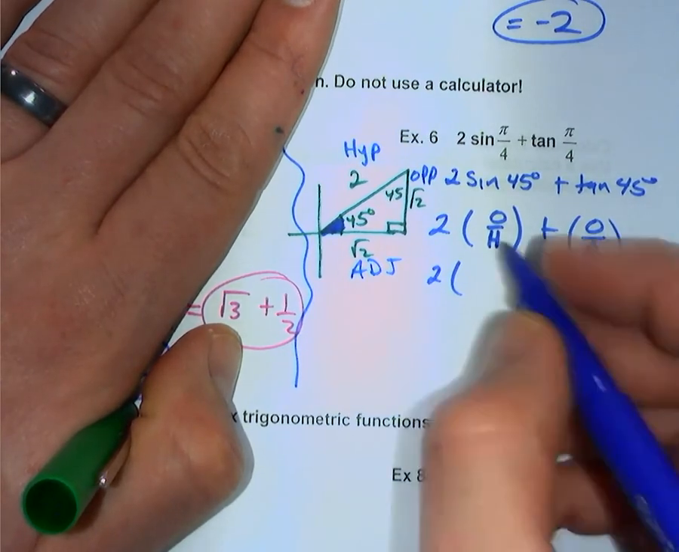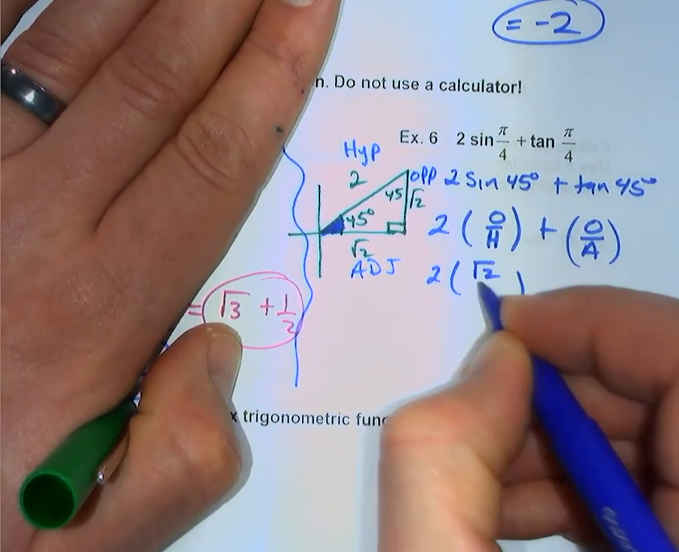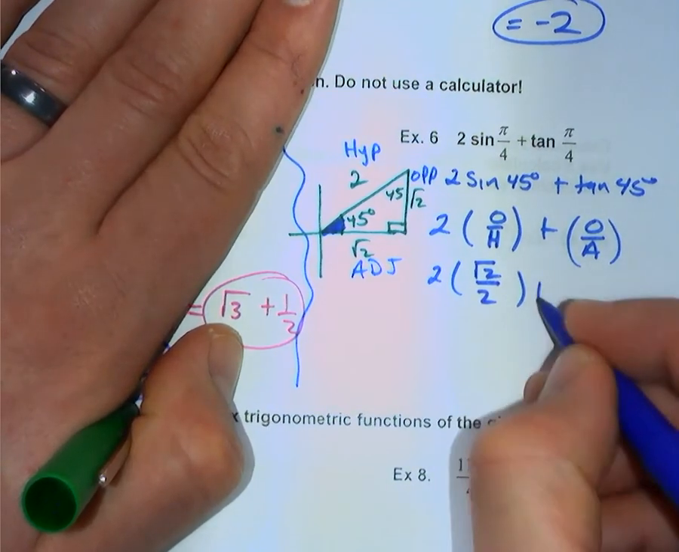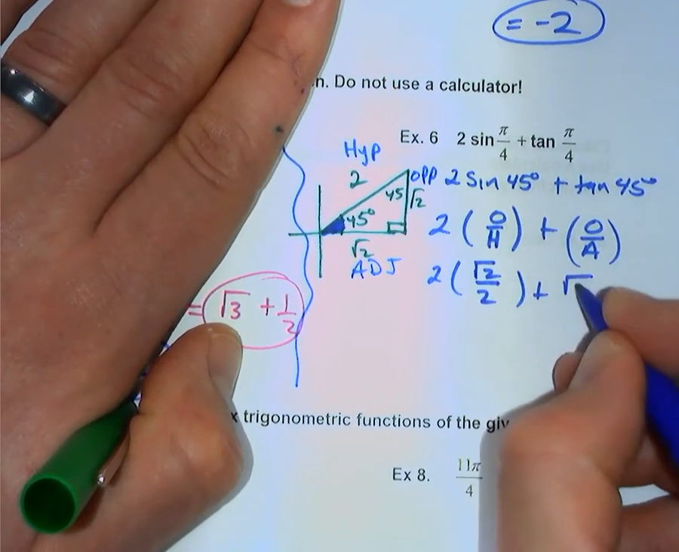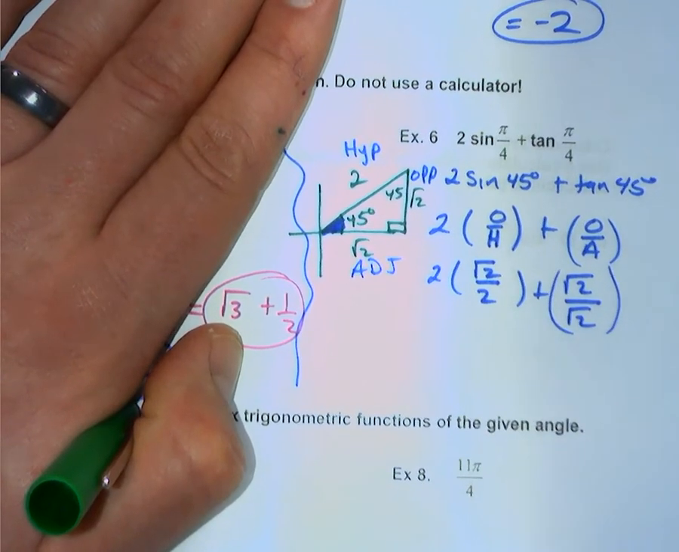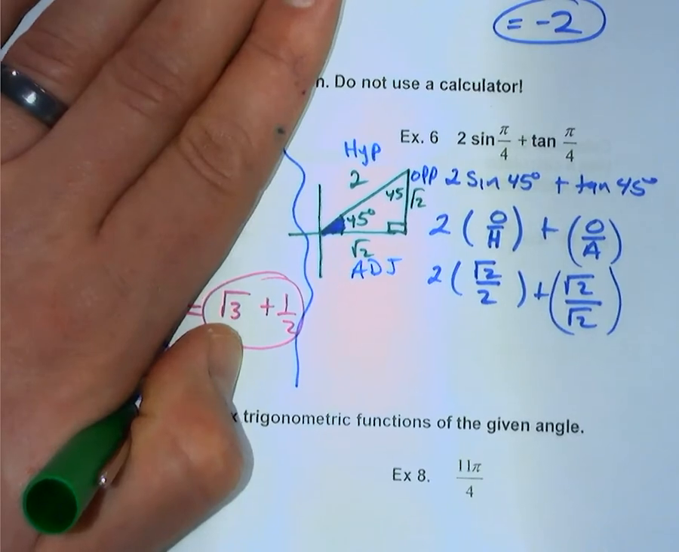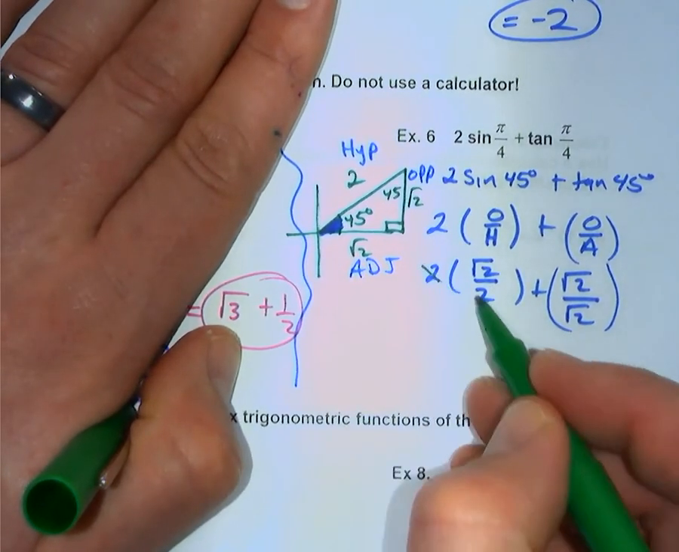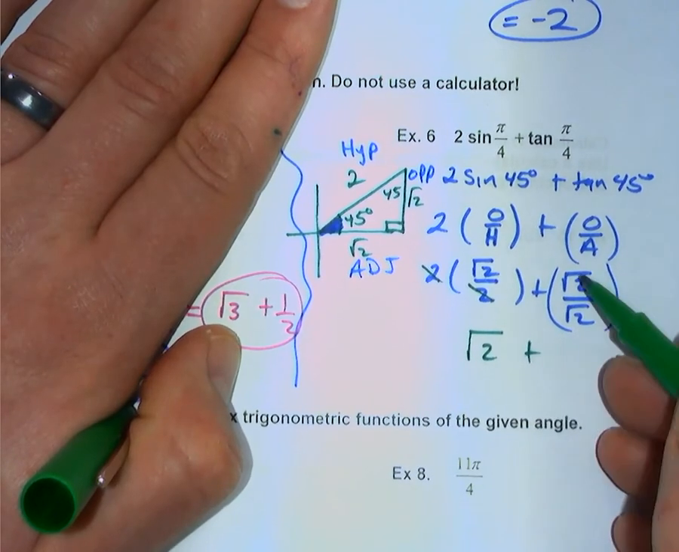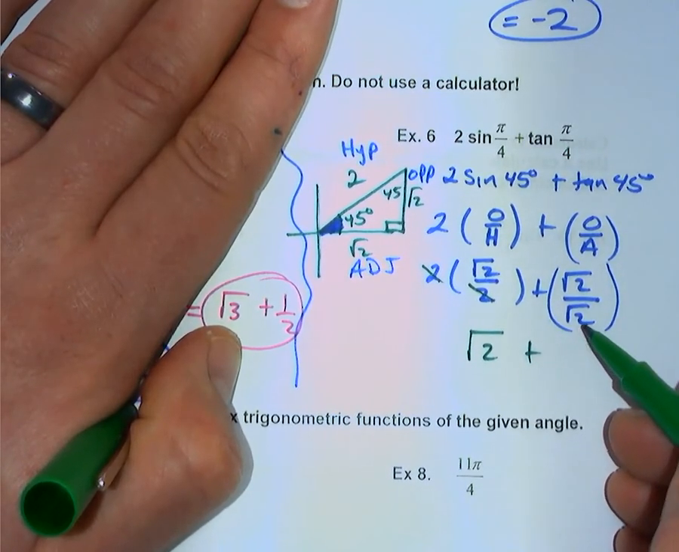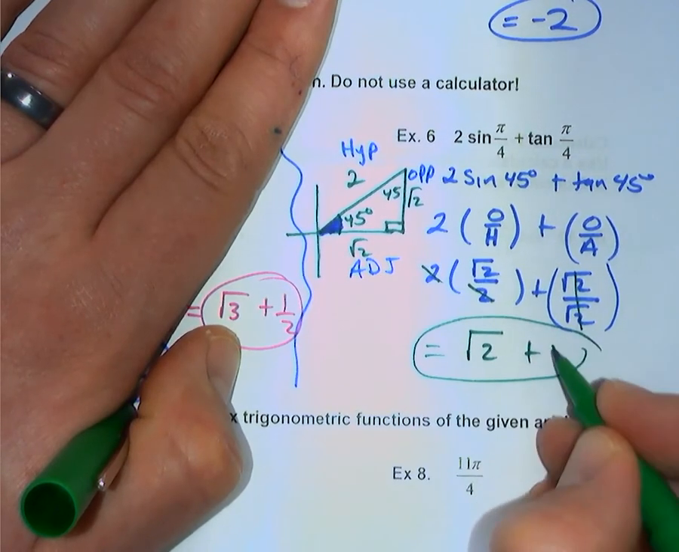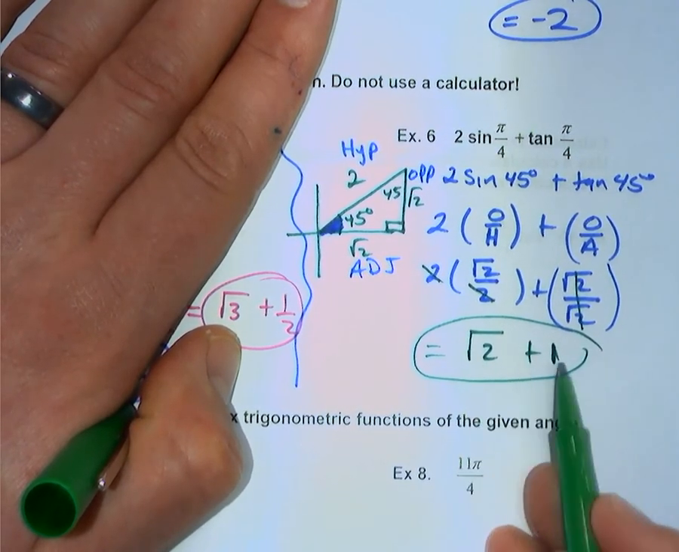We need opposite and hypotenuse. We know that is root 2 over 2. And then we need opposite over adjacent. That's root 2 over root 2. So we do a little simplifying. If I take 2 times root 2 over 2, the 2's cancel. Gives me root 2. What's root 2 divided by root 2? Those cancel, give me 1. And that's it, guys. There's nothing else I got. I got root 2 plus 1.